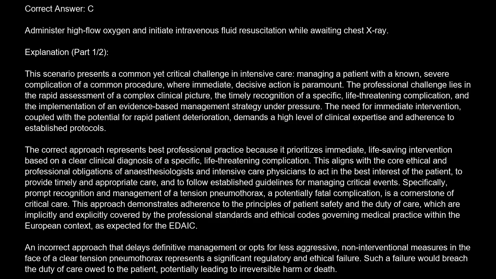critical care. This approach demonstrates adherence to the principles of patient safety and the duty of care, which are implicitly and explicitly covered by the professional standards and ethical codes governing medical practice within the European context, as expected for the EDAIC. An incorrect approach that delays definitive management or opts for less aggressive, non-interventional measures in the face of a clear tension pneumothorax, represents a significant regulatory and ethical failure. Such a failure would breach the duty of care owed to the patient, potentially leading to irreversible harm or death.